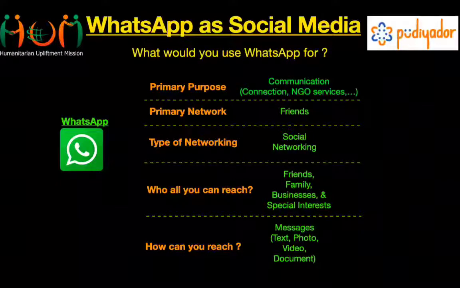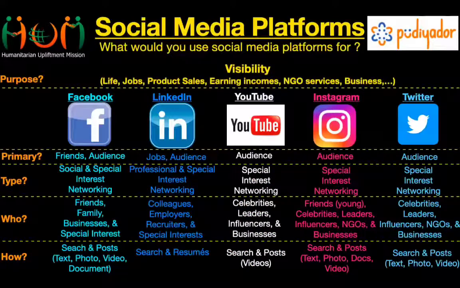Then how can you reach people on WhatsApp? You use messages. Your message can be text. Your message can have photos. It can have videos. It can have documents. So this is all something you're already familiar with, but we are using this way of understanding WhatsApp to actually see what are the other social media platforms that are out there.